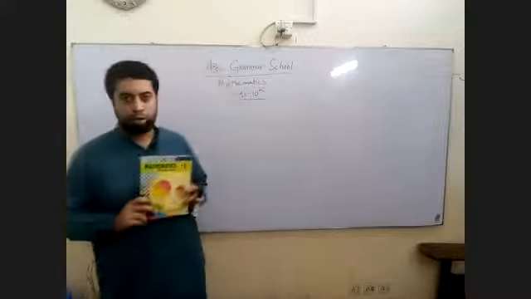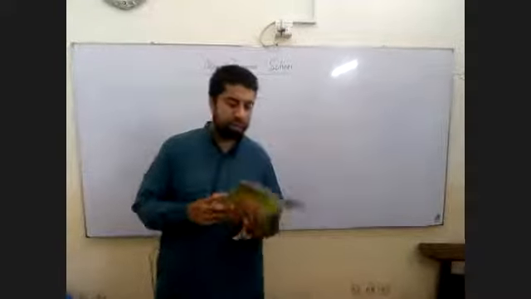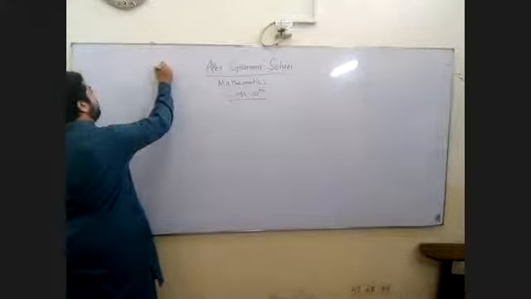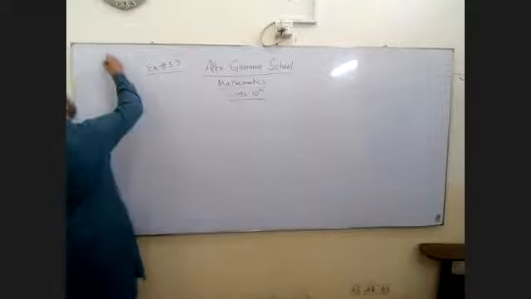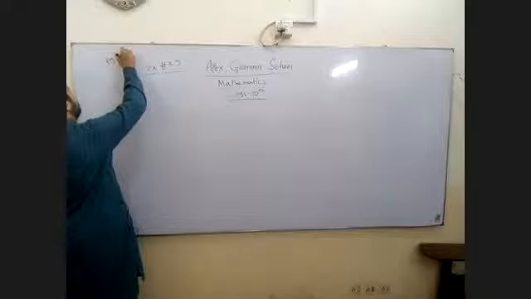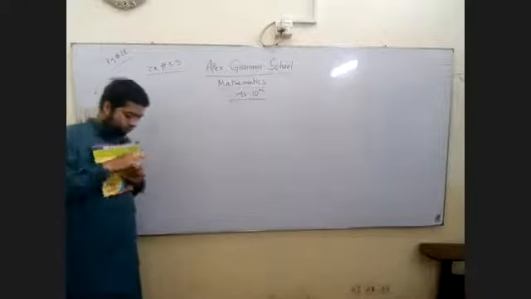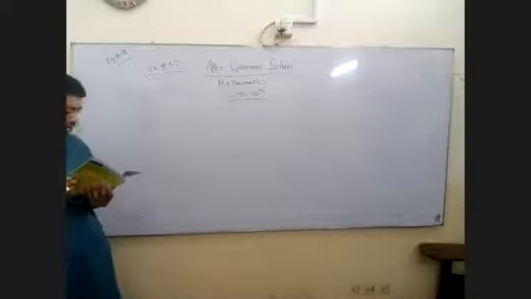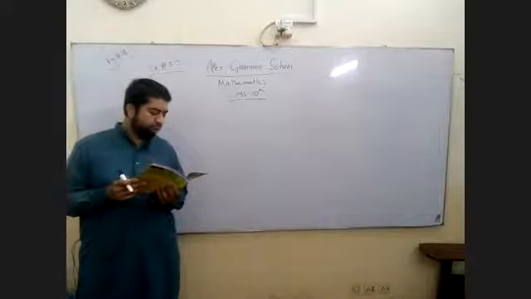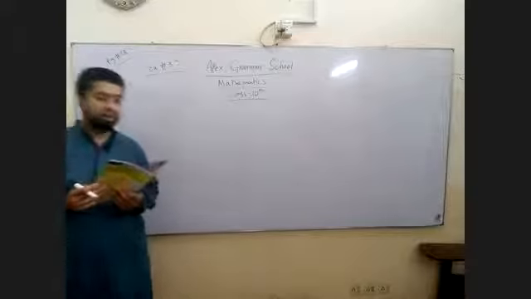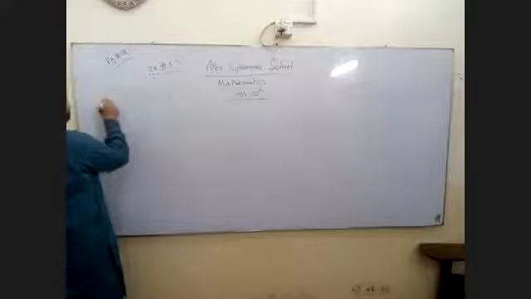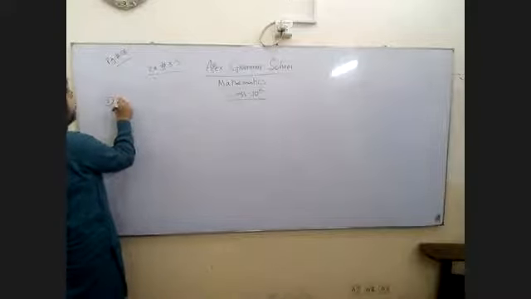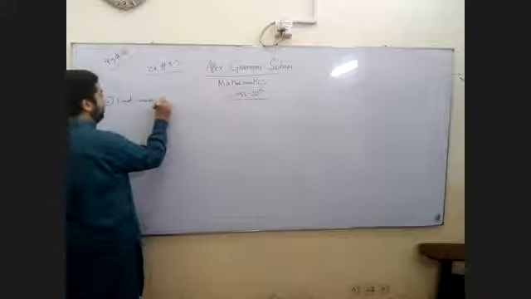Bismillahirrahmanirrahim. Today we will discuss exercise 3.3, the next topic of class 10 mathematics, available on page number 58. We have already discussed question number 1 and question number 2, which relate to third proportional and fourth proportional. Now, question number 3 is: find the mean proportion.